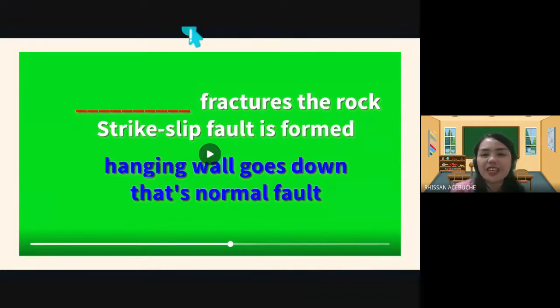Correct. You have a correct answer. Tension. How about this one? Fractures the rock. That's your clue. Yes, Tolosa.